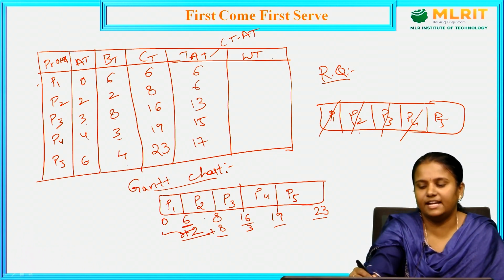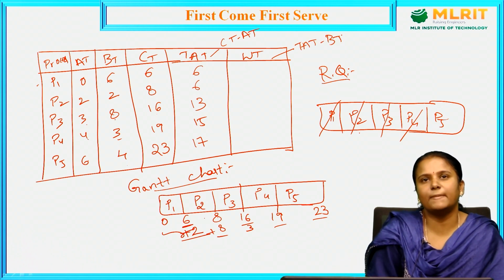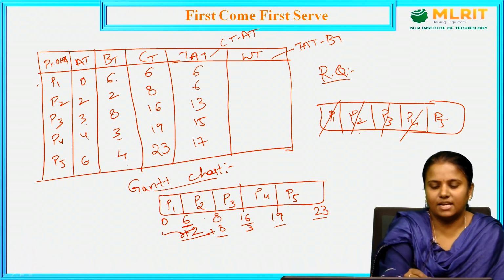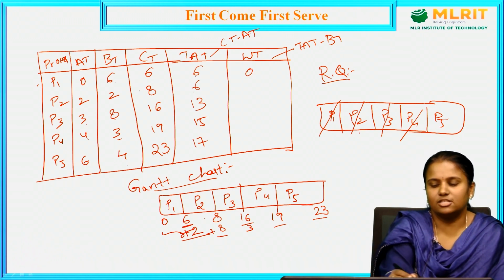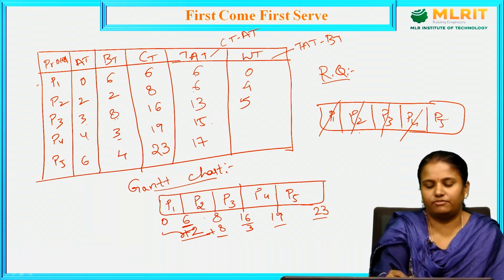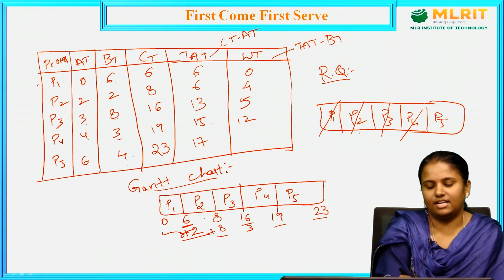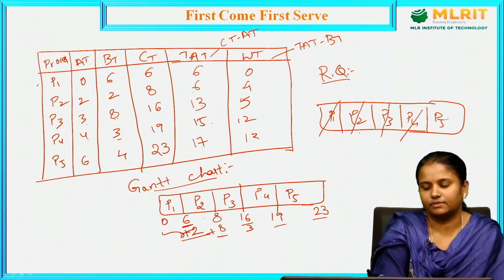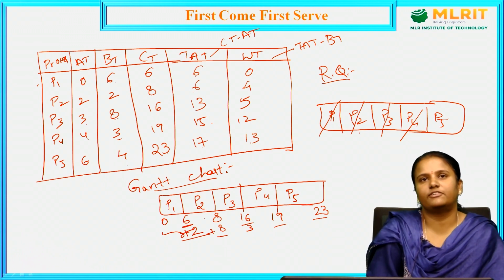Next, what is the waiting time formula? TAT minus BT, turnaround time minus burst time. 6 minus 6 is 0. 6 minus 2 is 4. 13 minus 8 is 5. 15 minus 3 is 12. 17 minus 4 is 13. This is about first come first serve.